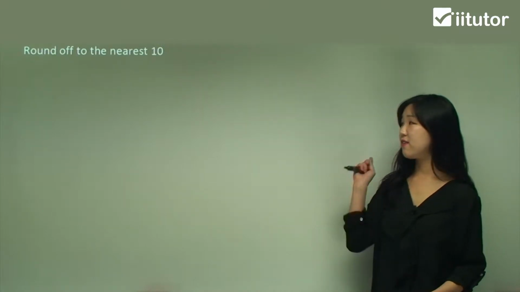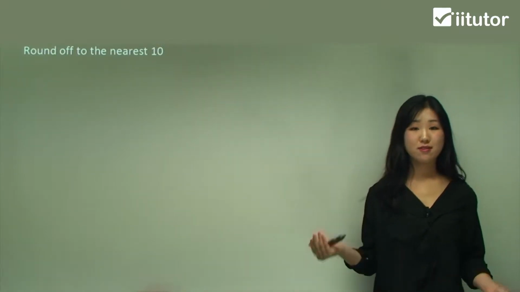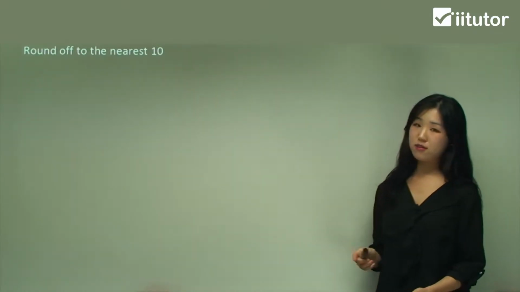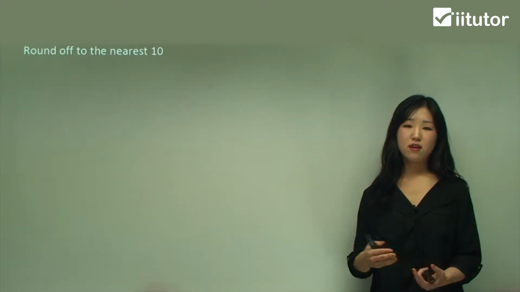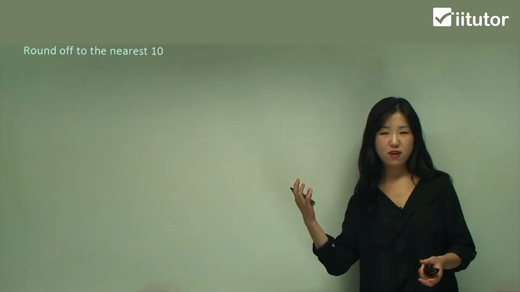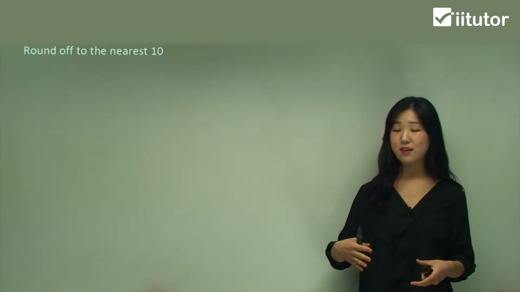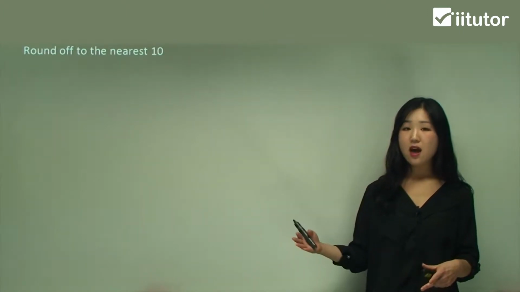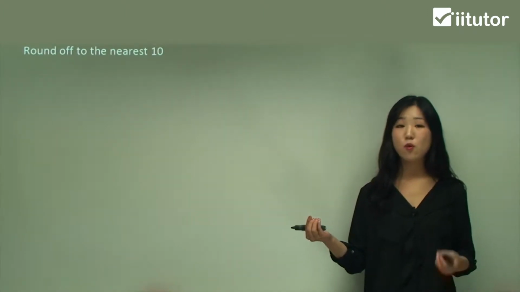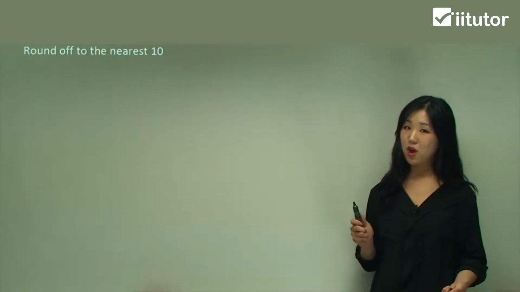Okay, now we're going to be doing some rounding. The two specific kinds of rounding that we want to focus on are, first of all, how to round to the nearest 10. Rounding off to the nearest 10 is, for example, if a number is between 50 and 60, I want to know if it's closer to 60 or 50. So that's what you're going to determine here.